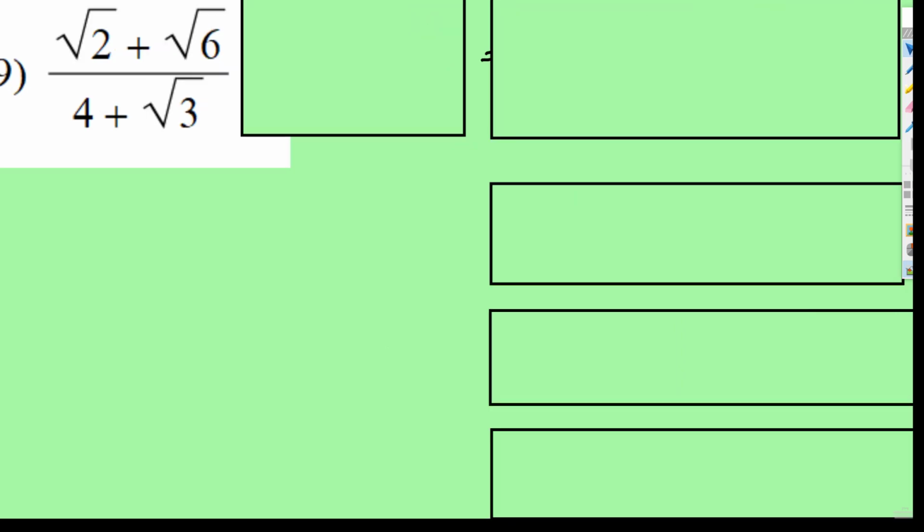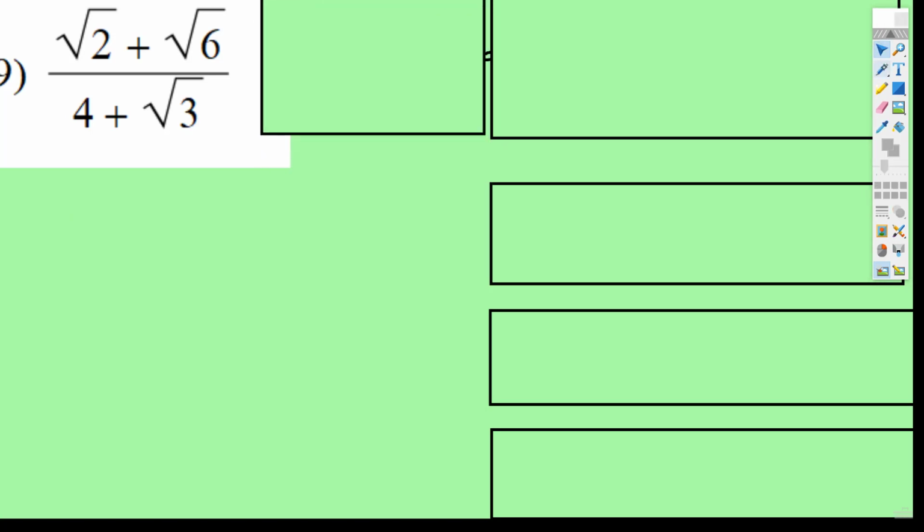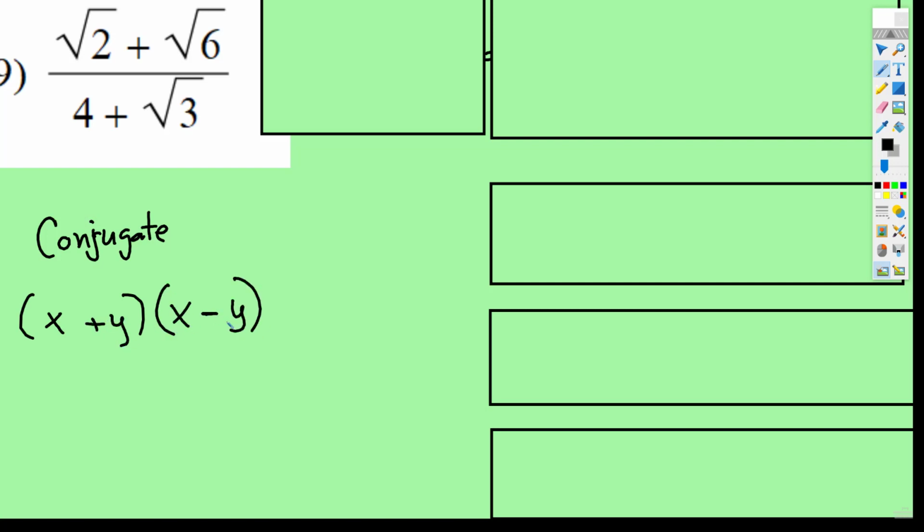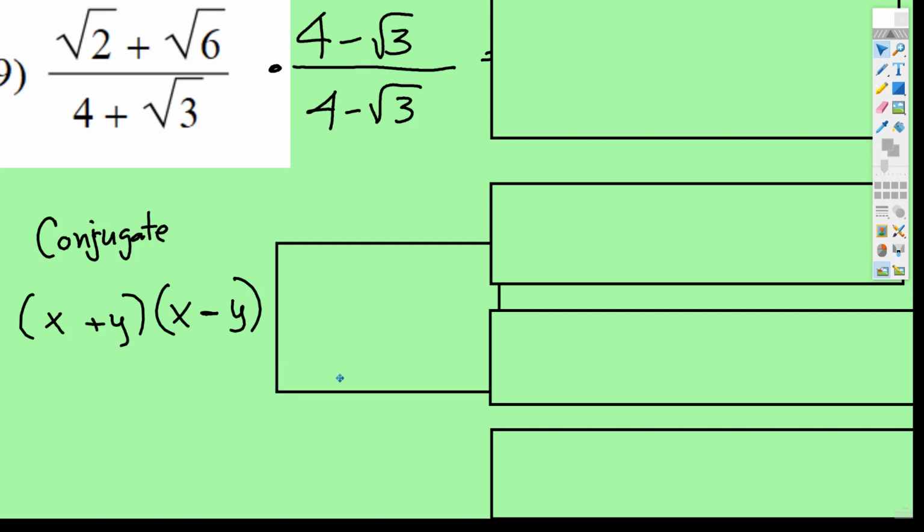When you have a binomial divided by a binomial, you're going to use the conjugate method. And remember, the conjugate method is when you have two terms, the operator in the second expression would be the opposite operator. So it would be 4 subtract root 3.